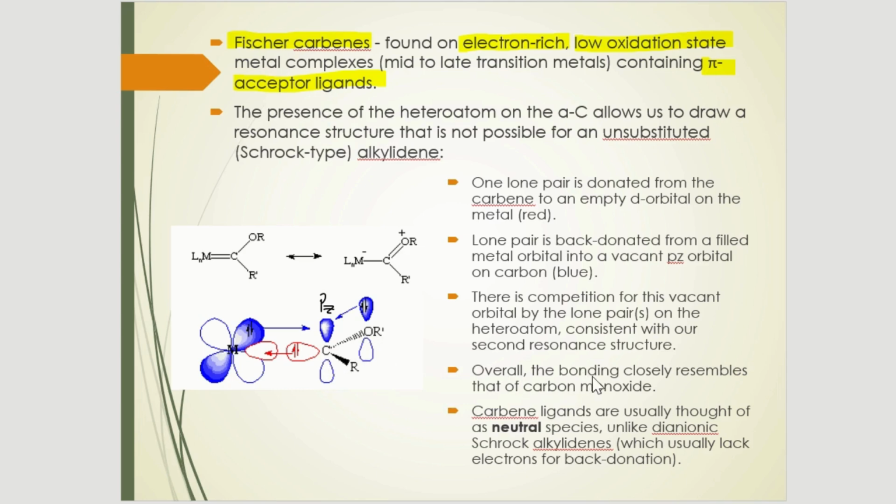Okay, so overall the bonding closely resembles that of carbon monoxide. So carbene ligands are usually thought of as neutral species, unlike diatomic Schrock alkylidene, which usually lacks electrons for back donation because they do not have a heteroatom.